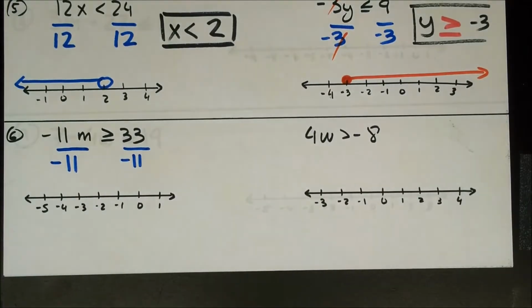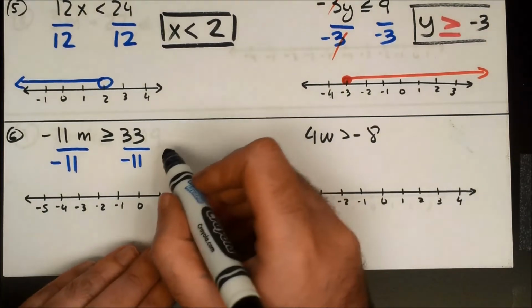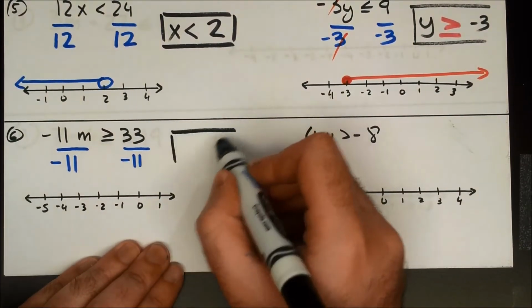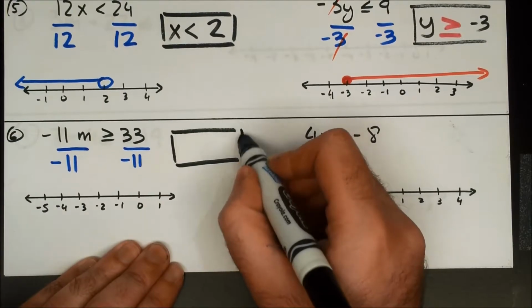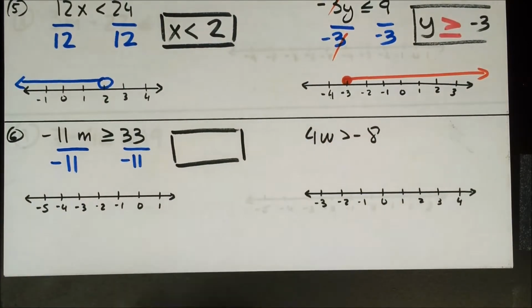Did I multiply or divide by a negative number? The answer is yes. So should I flip my symbol of inequality? The answer is also yes. We are going to do the flip because we multiplied or divided by a negative. In this case, divided by a negative. We are going to do the flip.